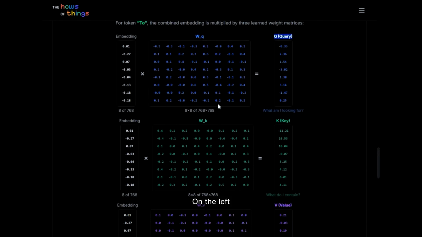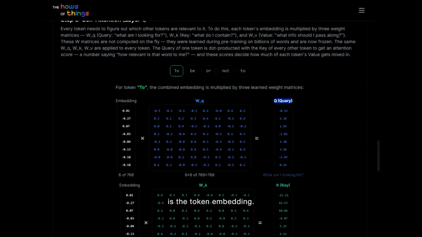See, this on the left is the token embedding. It's 768 numbers. In the middle is WQ, a matrix of learned weights. Multiply them together and you get Q, the query vector. These W matrices aren't computed on the fly. They were learned during training on billions of words. They're frozen now. That's where the pre-trained in GPT comes from. The same WQ is multiplied for every single token.